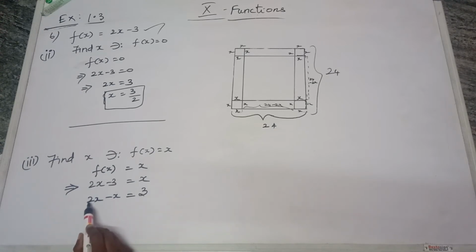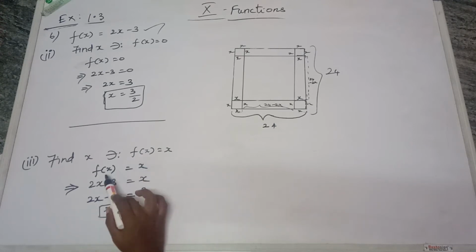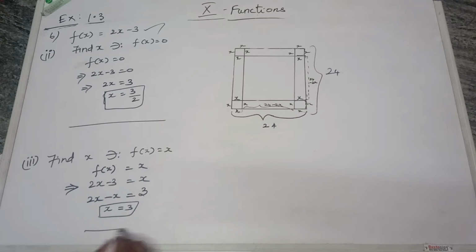So now here 2x minus x. In this minus x, what is the coefficient? There is no number, which means the coefficient is 1. Here it is the same variable term, so you can add or subtract according to the operation used. Here the operation is minus, so you subtract. 2 minus 1 is 1, so 1x is nothing but x. So x equal to 3. 2x minus x is x equal to 3. So if f of x equal to x, the value of x is 3.